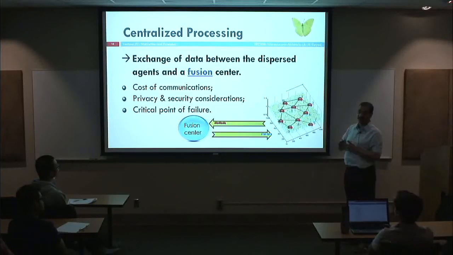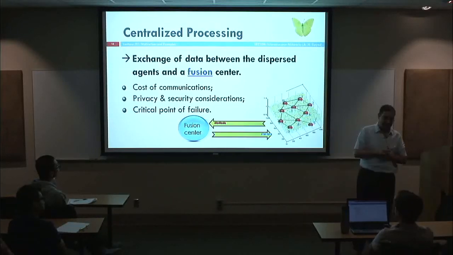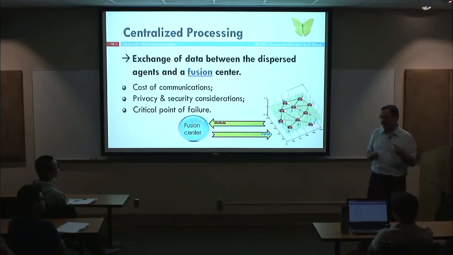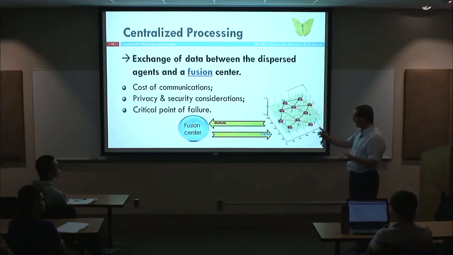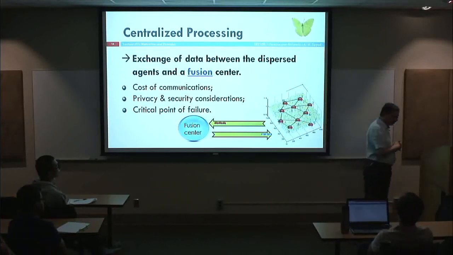And above all, an architecture like this has a serious problem, right? If the fusion center fails, then that's it. You cannot function anymore. Whereas a distributed solution, as you're going to see, has a certain robustness in it. If an agent fails, you still have a network, right? The other agents can still help solve the problem. Here you have a robustness issue that is serious, okay?